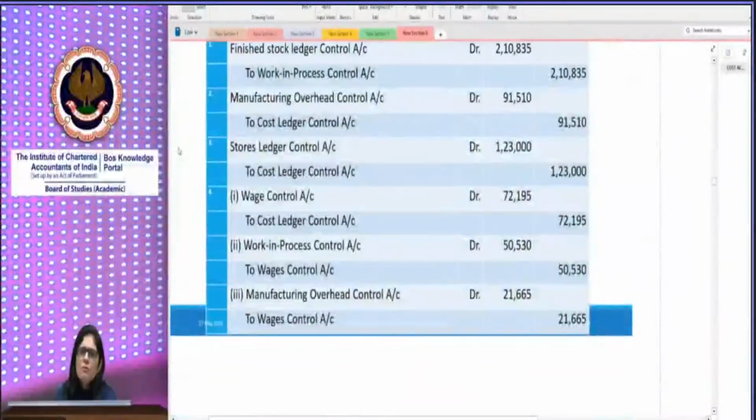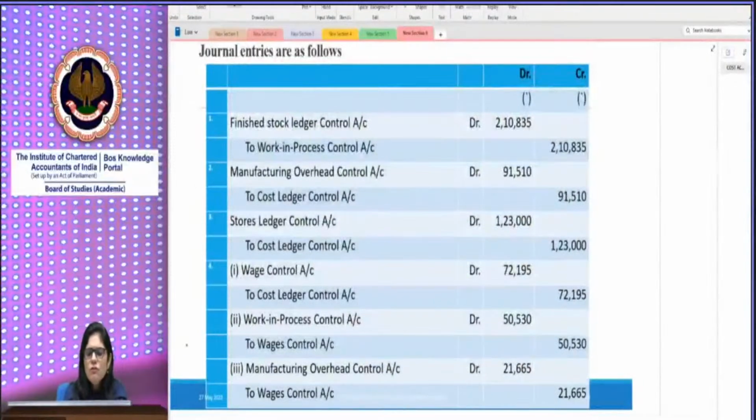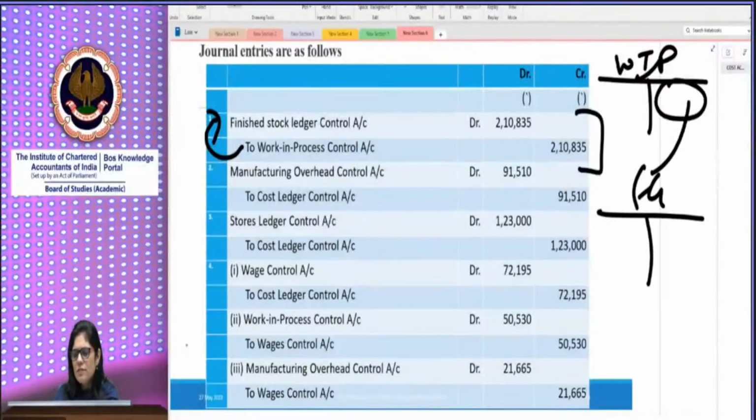Okay, so you can write. Now let me just explain it to you through journal entries also. See, finished goods control account to WIP. That means it was the finished goods, the output of WIP. So it is going from WIP to finished goods. WIP has manufactured the output, and it will go to finished goods account. Clear? So WIP will be credited and finished goods will be debited.